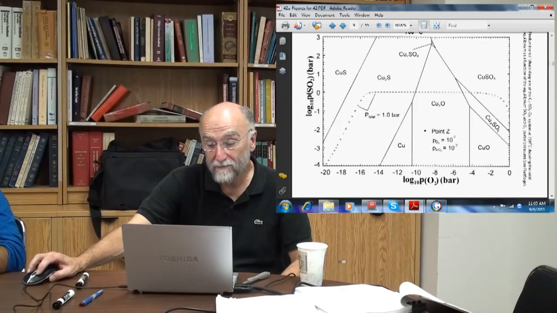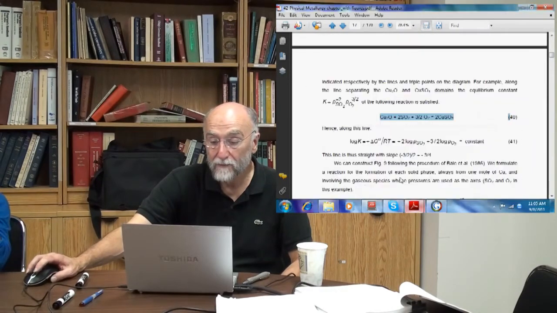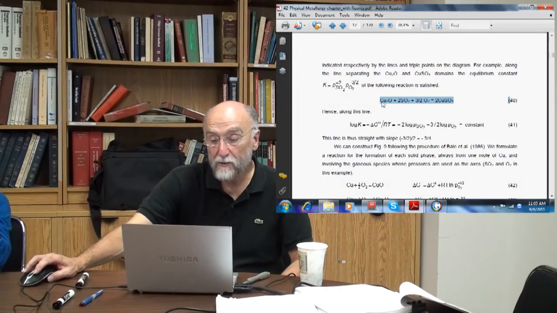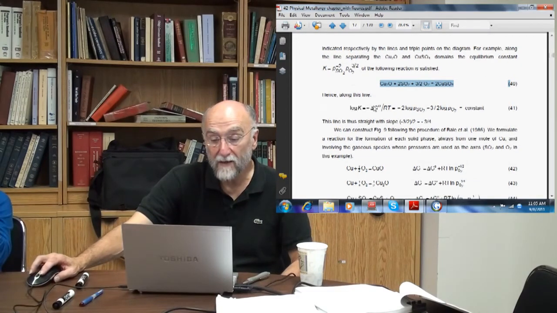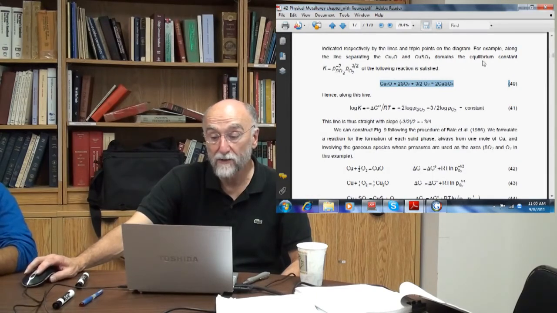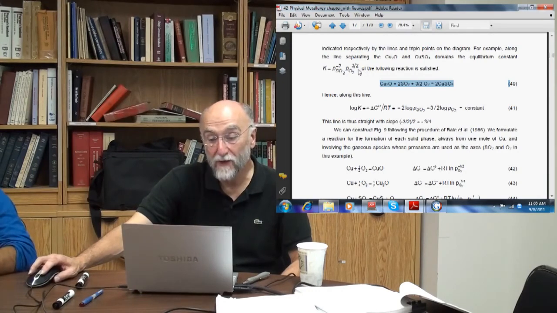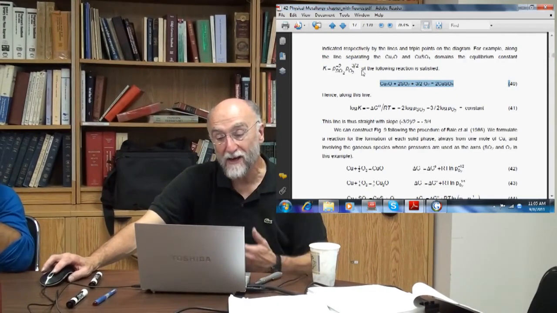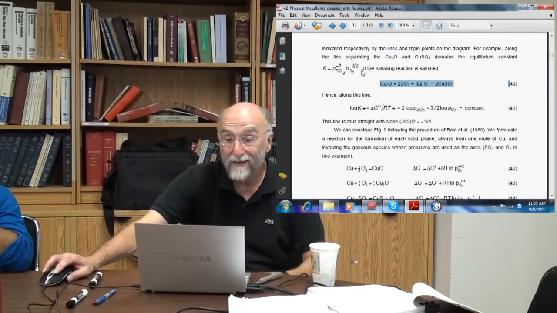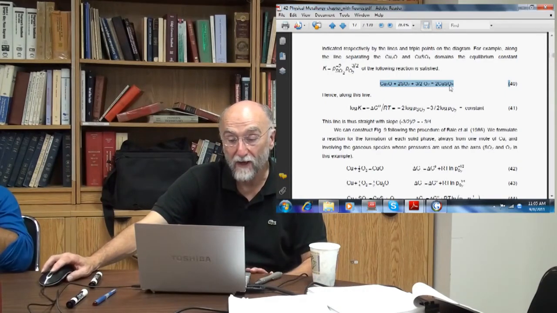Why is that a line? Along that line, this reaction is in equilibrium. Cu2O and CuSO4 are in equilibrium with the gas phase. Therefore, along that line, the equilibrium constant is satisfied. So the equilibrium constant is constant along that line, where the 2 phases are in equilibrium. The axes are the equilibrium partial pressures. We say that the line is the equilibrium line, so the equilibrium constant is satisfied along that line.